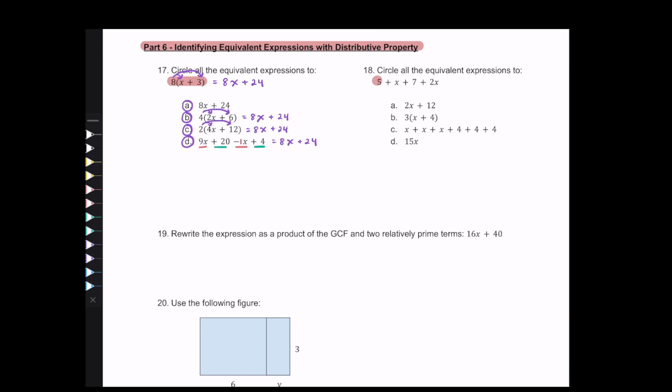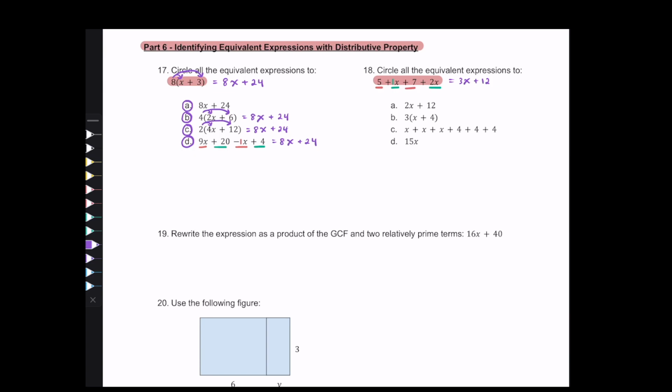For number 18, we're taking a look at what's equivalent to this expression here. So if I were you, I would try to maybe simplify this a bit. So this is going to be a 1x. The coefficient is 1 there, and we have a coefficient of 2. So if you combine 1x and 2x, that's going to equal 3x, right? And then if you take a look at the second part here, we have a positive 5 and a positive 7. So 5 plus 7 is going to equal 12. So this is going to be 3x plus 12.